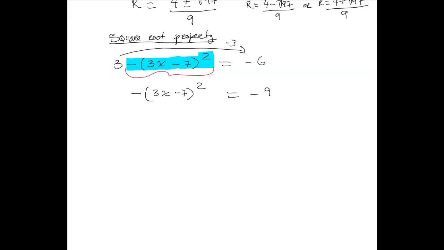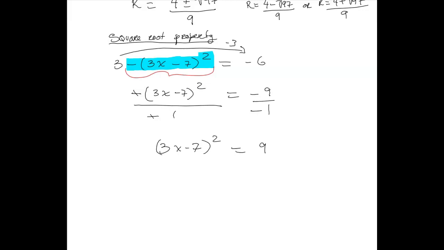Okay? I could even do something pretty cool here because I recognize I have a negative here. I can divide both sides by negative 1, right? It will get rid of that negative, so it becomes positive here. So it's going to be 3x minus 7 squared equal to positive 9.